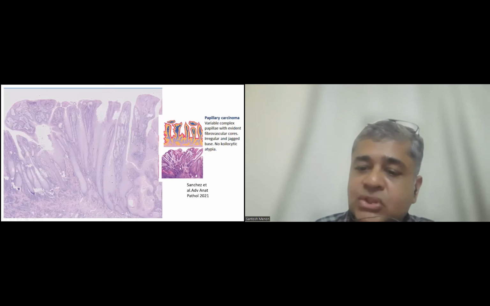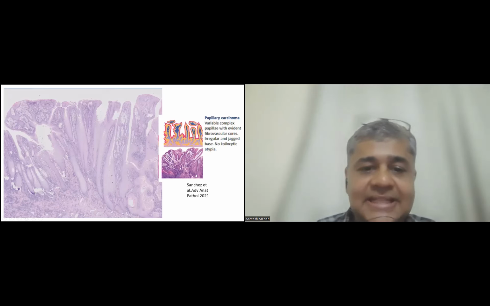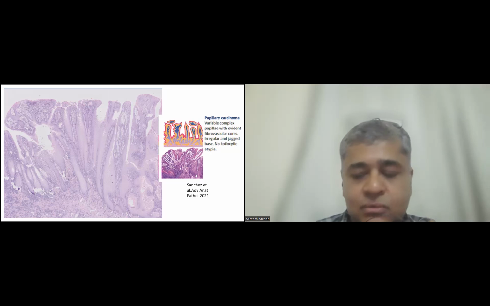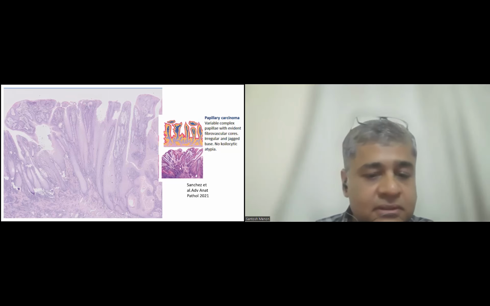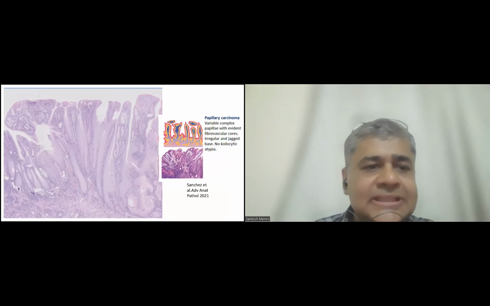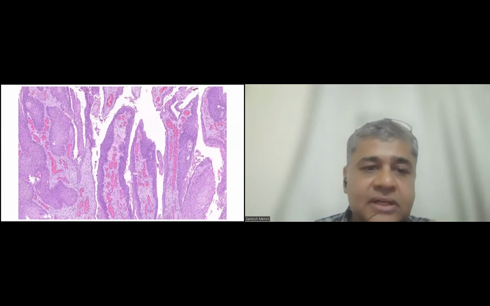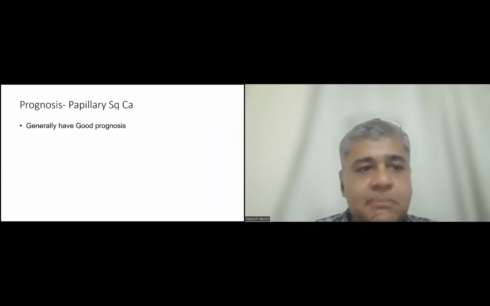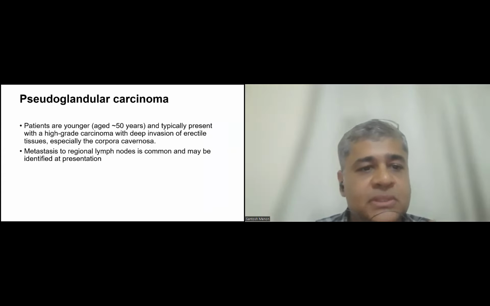I've put in some pictures from Sanchez et al., where they have made these diagrams of how papillary carcinoma can look. They have these multiple fibrovascular cores and branched fibrovascular cores within this ragged, infiltrating border. These are very well formed fibrovascular cores, generally pretty well differentiated, covered by very well differentiated squamous epithelium. They are P16 negative because they are HPV independent, and the prognosis of papillary squamous carcinoma is generally supposed to be good.